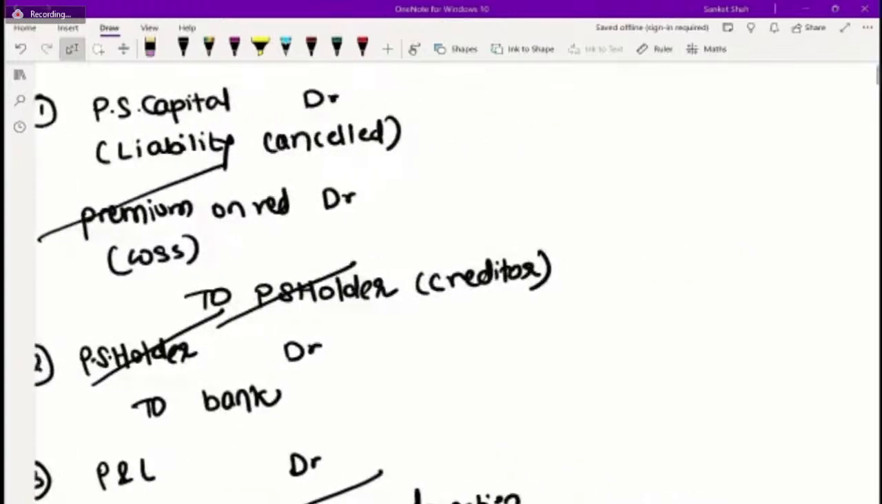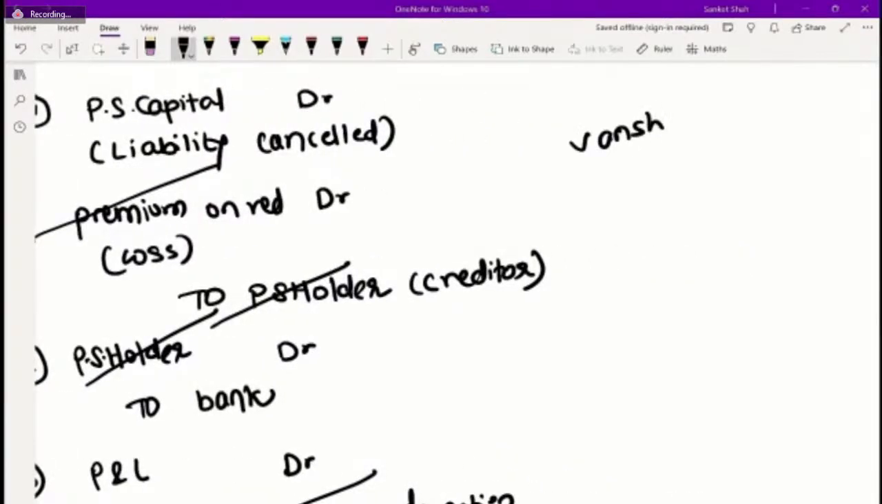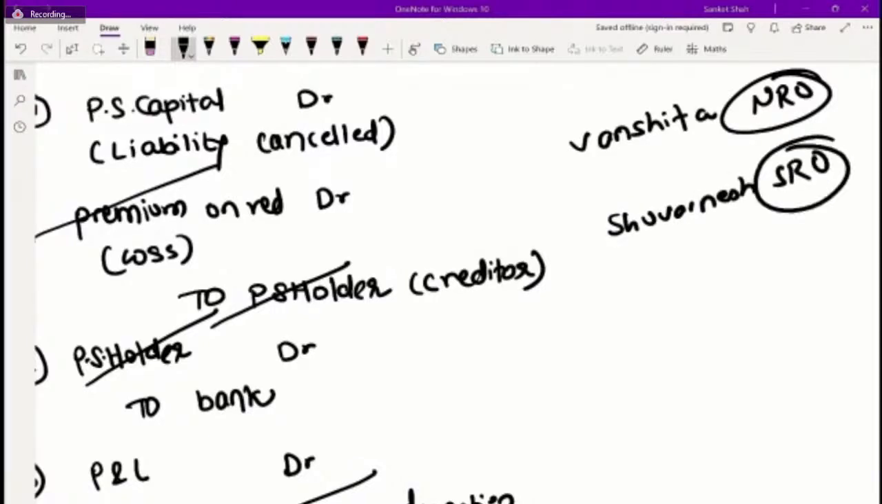Vanshita. NRO has written all entries correctly. Then Shuvarnesh, SRO, correct entries. Yes. Now it's visible. Partly correct persons, Ayush Kumar.